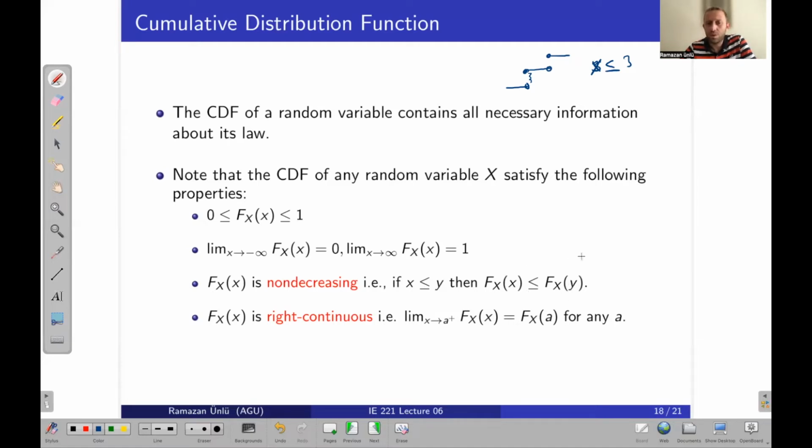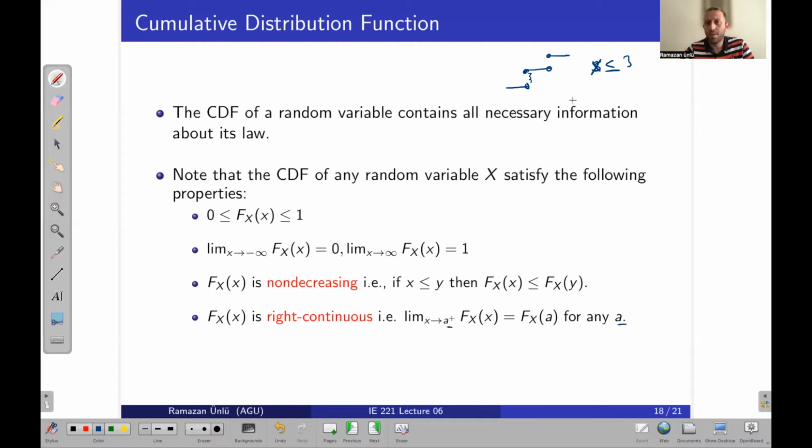Okay, so if you don't remember these things, please revisit the previous lectures. I will explain all these things in detail. And the last property is that F(x) is right continuous, such that the limit of F(x) when x reaches some particular number from the right-hand side will be equal to F(a) for any a value.